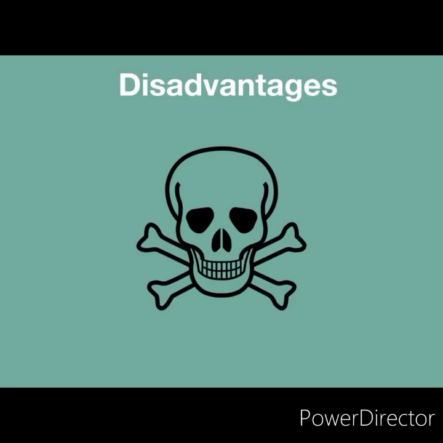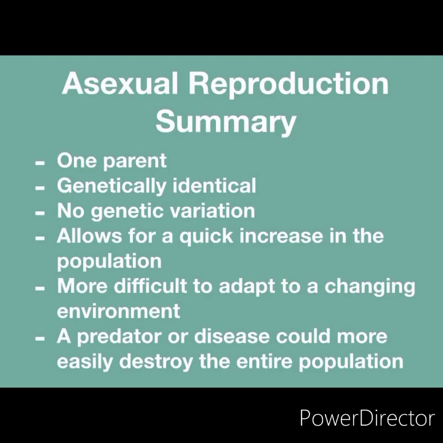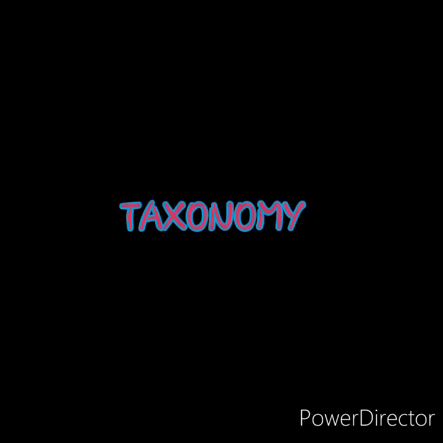So, in summary, asexual reproduction has one parent, the offspring are genetically identical to it, and there is no genetic variation. It allows for a quick increase in the population, but it is more difficult to adapt to a changing environment, and a predator or disease could more easily destroy the entire population. Next, we will discuss taxonomy.